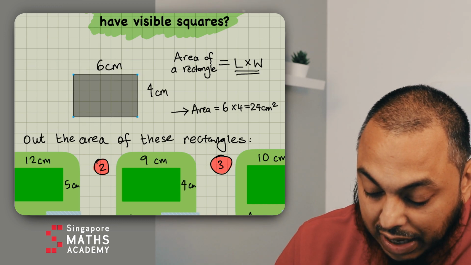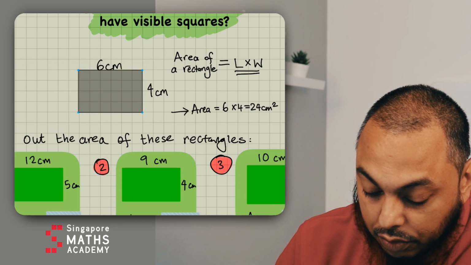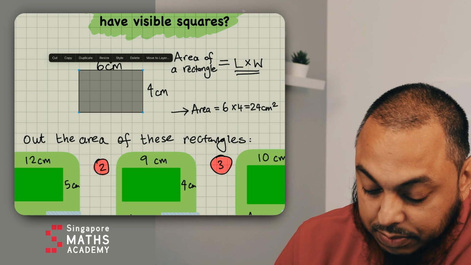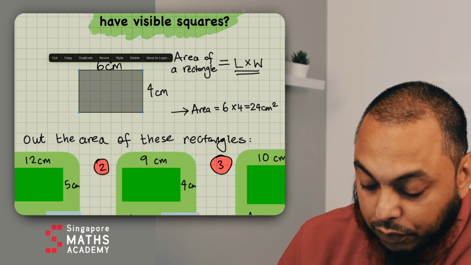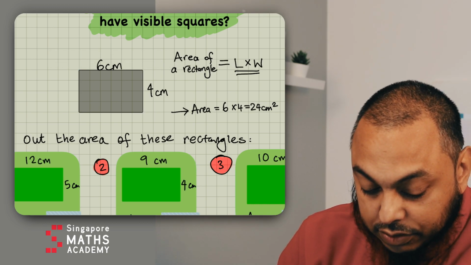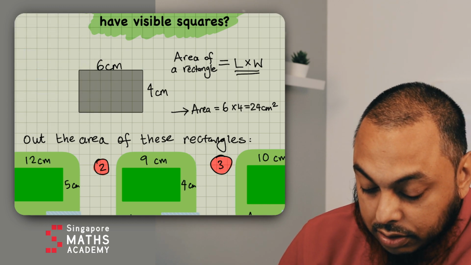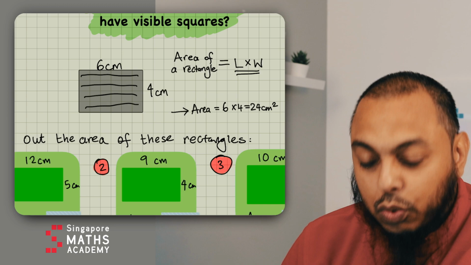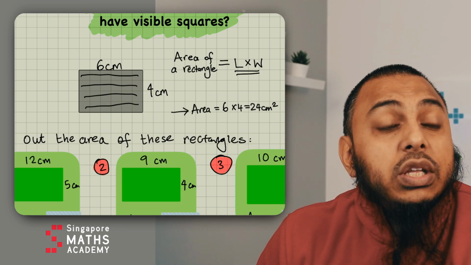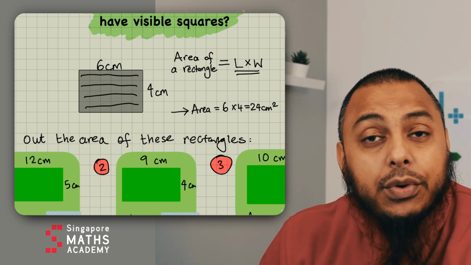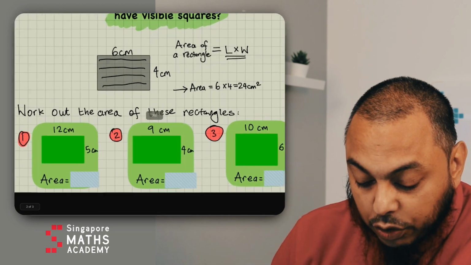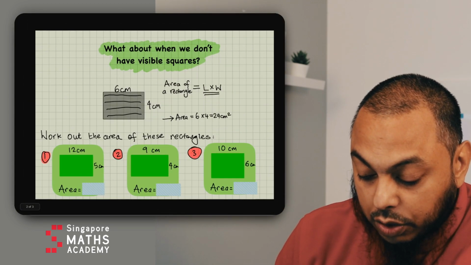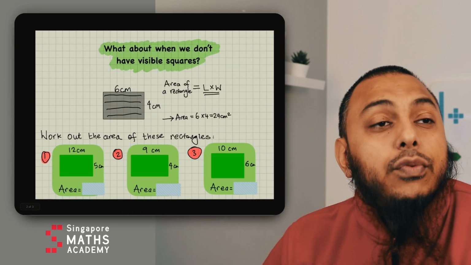If this was the actual rectangle, 6 centimeters going across and 4 centimeters going down, we can see that there's going to be, let's count, 6, 12, 18, 24 squares, and therefore it's a 24 square centimeter area. So whether you have the squares or not, you can work out the area of the rectangles.